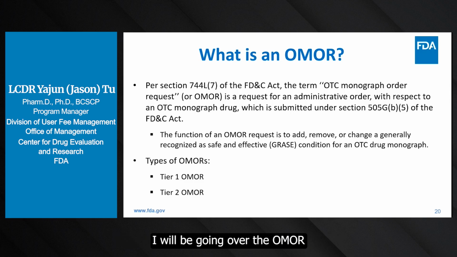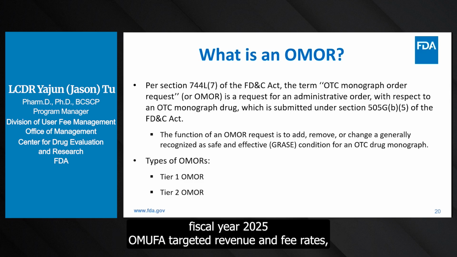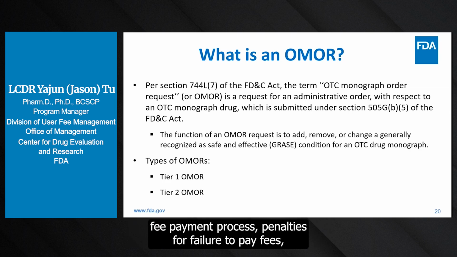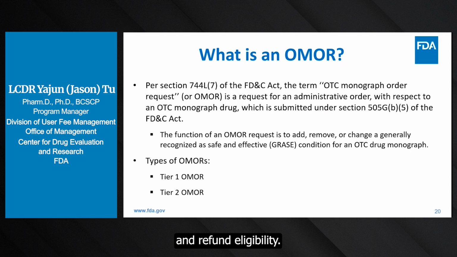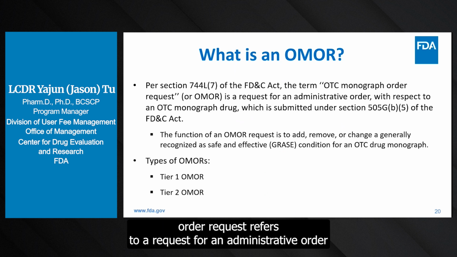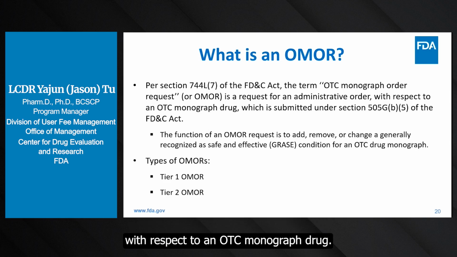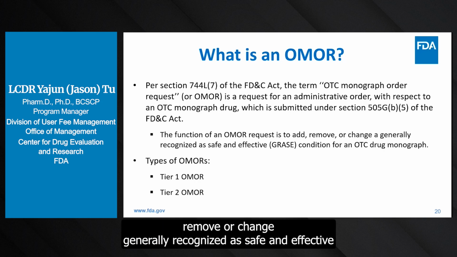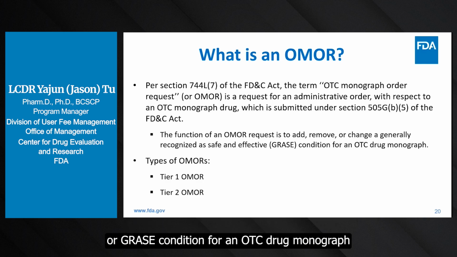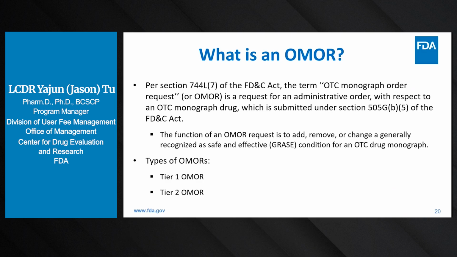I will be going over the fiscal year 2025 OMUFA targeted revenue and fee rates, the fee payment process, penalties for failure to pay fees, and refund eligibility. So what is an OMOR? The term OMOR, or OTC Monograph Order Request, refers to a request for an administrative order with respect to an OTC monograph drug. The function of an OMOR is to add, remove, or change a generally recognized as safe and effective, or GRASE, condition for an OTC drug monograph.